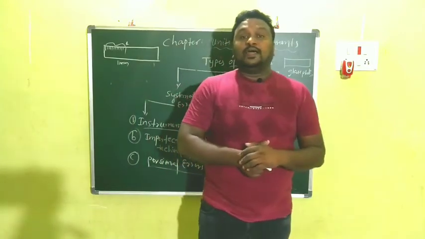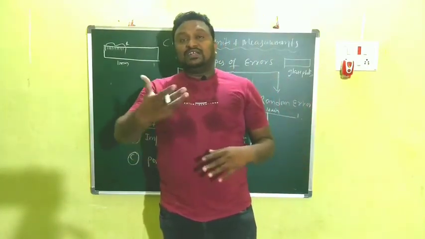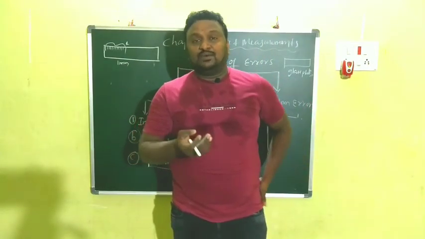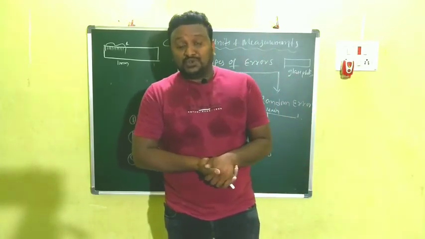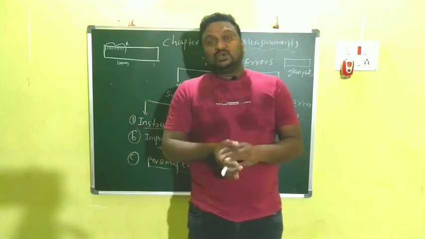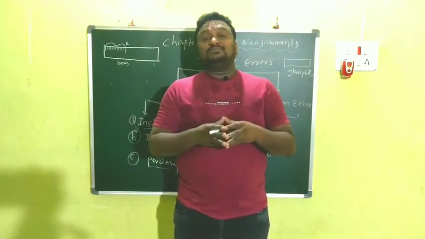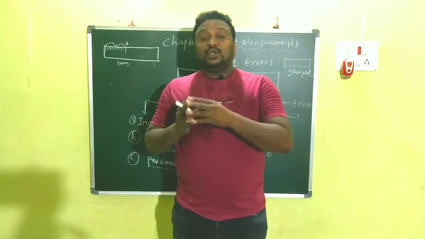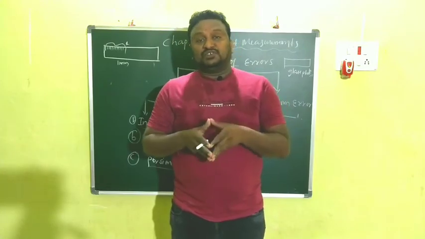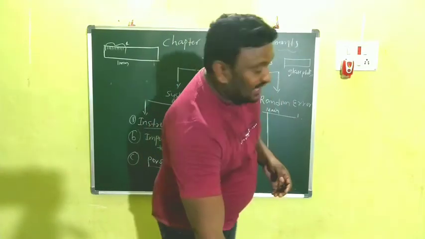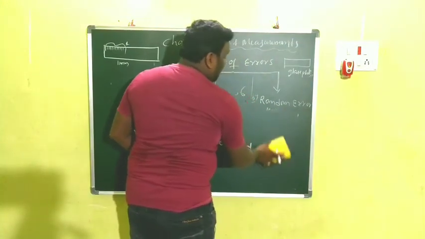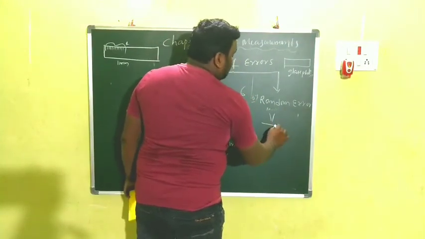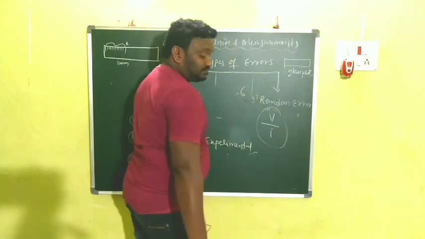What is that? Random errors. In your 10th class, you know, we have one experiment: verification of Ohm's law. V is equal to IR. So in that experiment, you want to show that V by I is equal to a constant. In our 10th class, one activity is there, Ohm's law. You can write V by I is equal to constant.